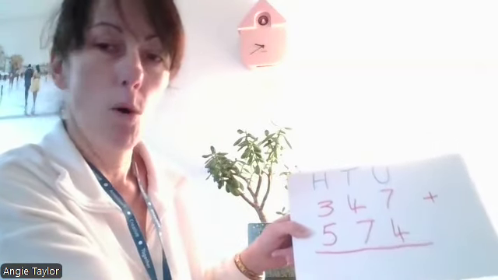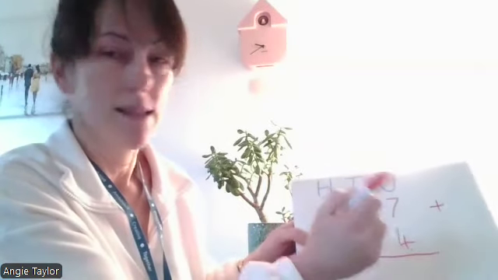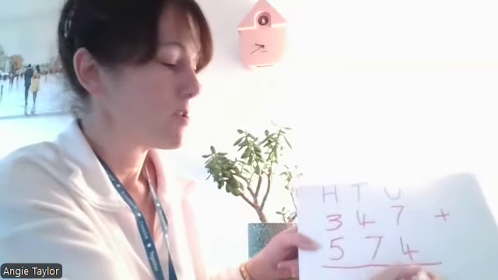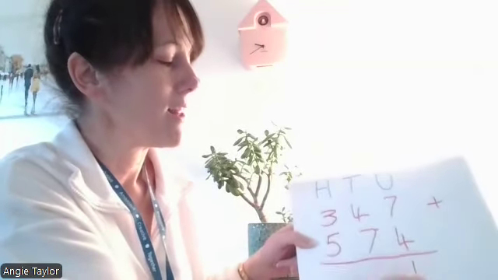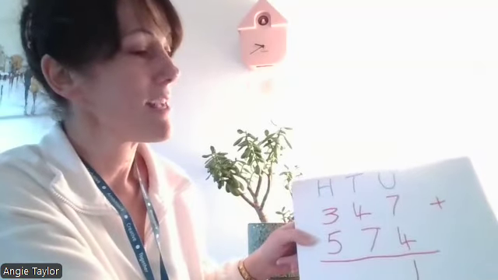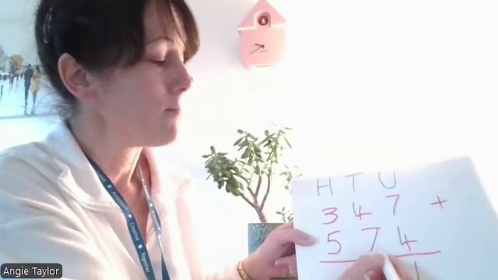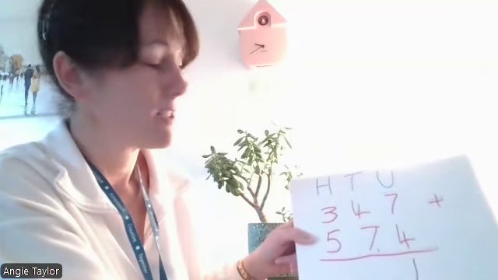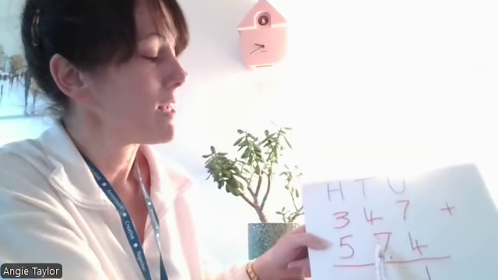7 and 4 is 11. We can only put 1 digit in the answer box here. So we're going to put, well, the answer is 11, so it's 1 ten and 1 one, isn't it? We're going to put 1 in there, and then we're carrying the other one, which was meaning 10, into the tens column. You can put it up there. Some people choose to write it down below, but you must remember wherever you put it, you're going to add it in with these numbers.